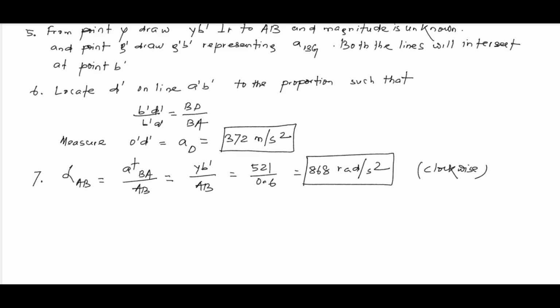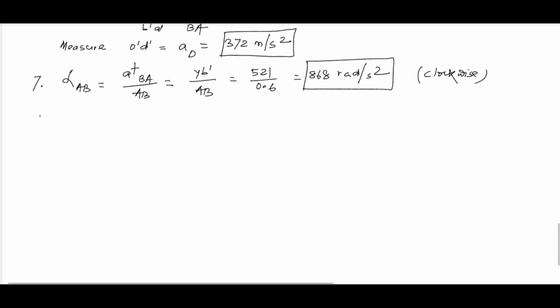As for this particular configuration. Now it has also been asked to find out a point on the connecting rod which has zero acceleration at this instant. Okay, so how to find the point of zero acceleration on the connecting rod.